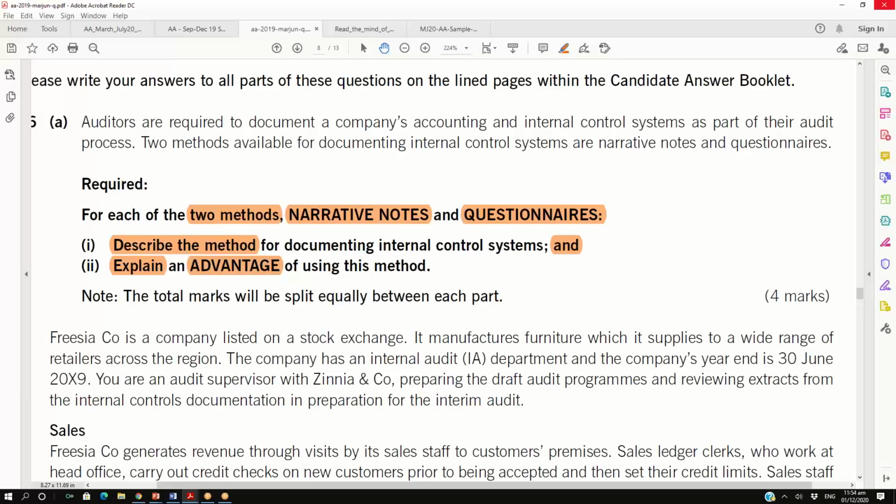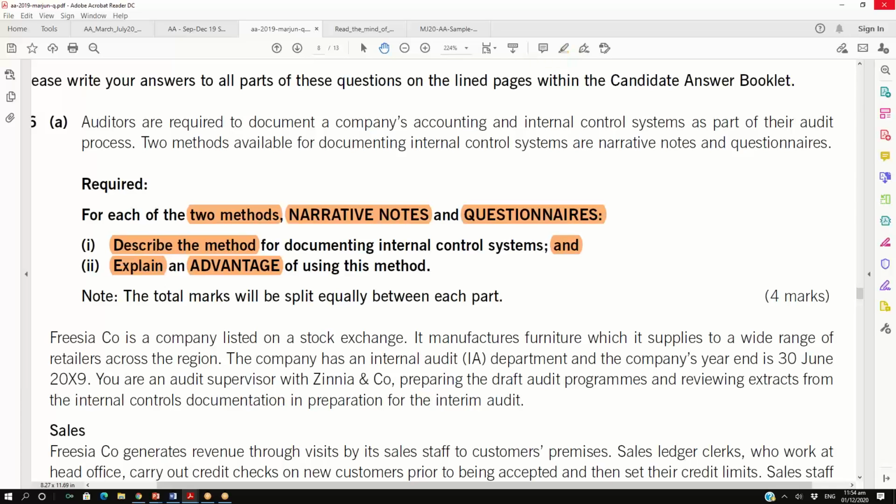Advantage. So for narrative notes, I should first describe what narrative notes are, and then I should explain the advantage of a narrative note, not disadvantage, right? Then for a questionnaire, I should describe what questionnaires are, and then I should explain the advantage of the questionnaire.